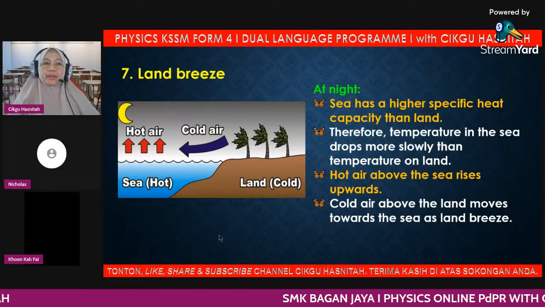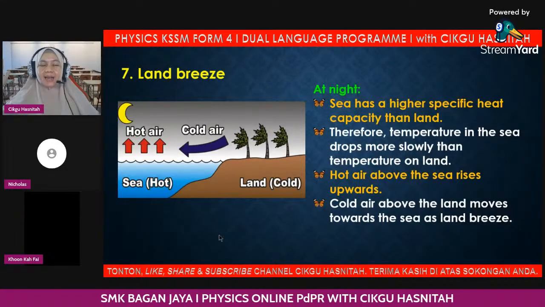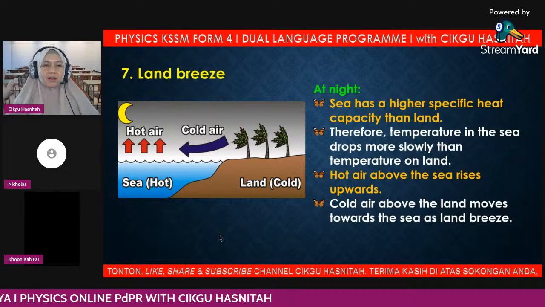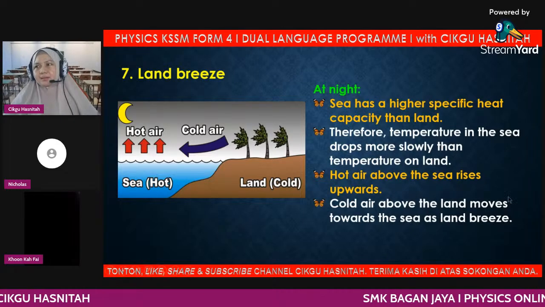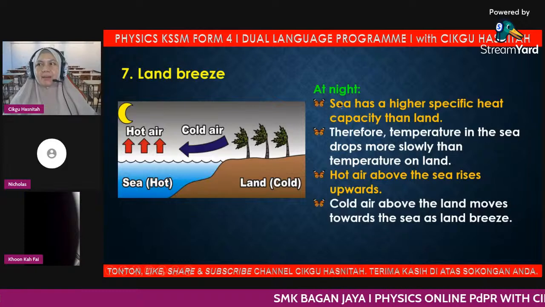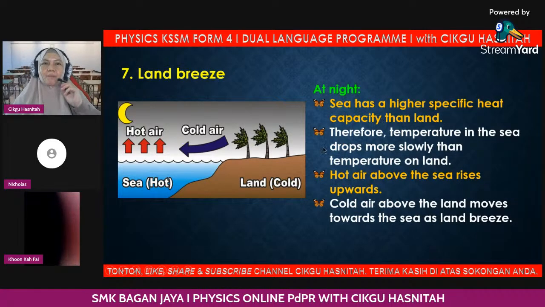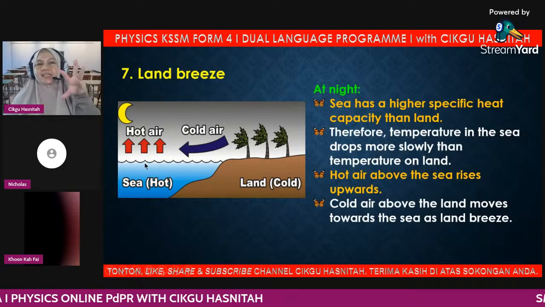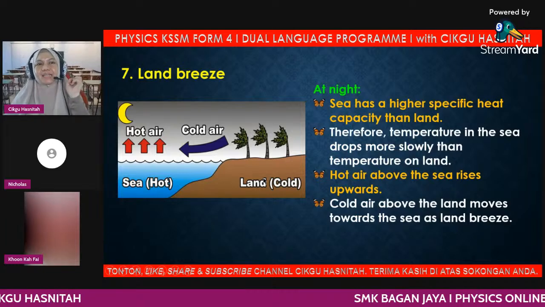What is land breeze? A movement of air from land towards the sea. Okay, so how to explain land breeze? Sama juga. Okay, sea has a higher specific heat capacity compared to land. So what happened? The sea releases heat slowly compared to land. So the land releases heat very fast.